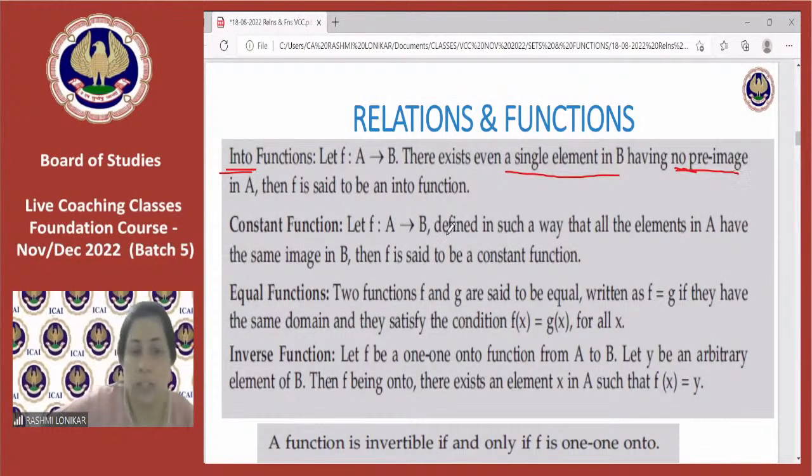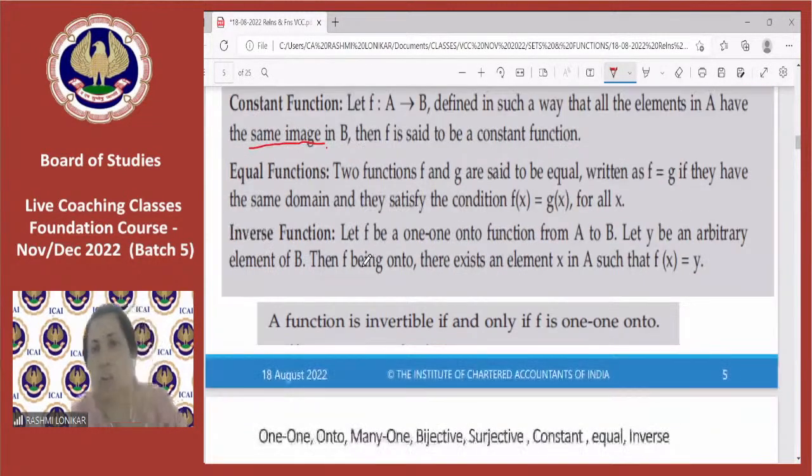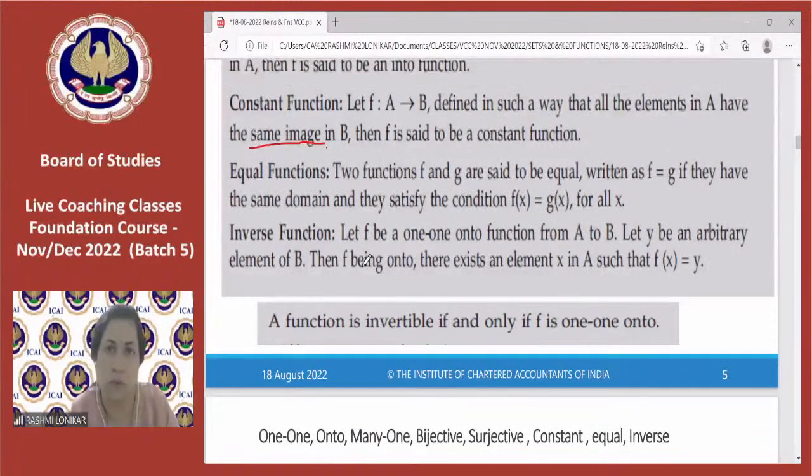Okay. Then the concept of constant function. Let f go from A to B, defined in such a way that all elements in A have the same image in B, then f is said to be a constant function. All elements in A have the same image in B, then we say it's a constant function. You need to just know these because then you will have some questions there. You should be able to quickly tick that all elements of A have the same image in B.